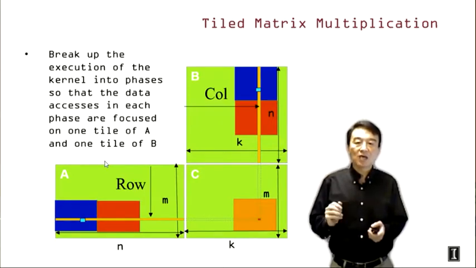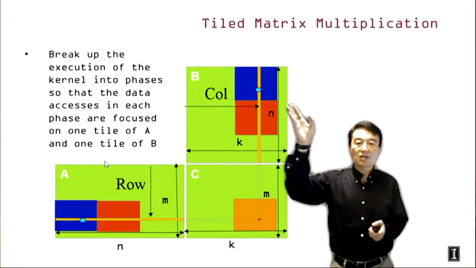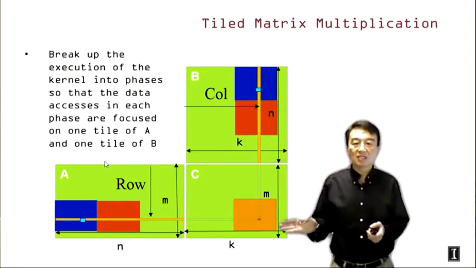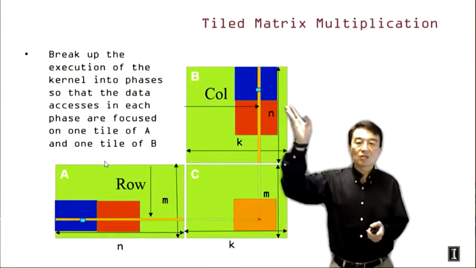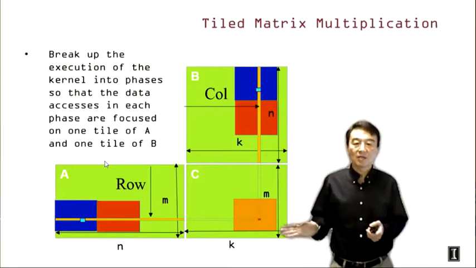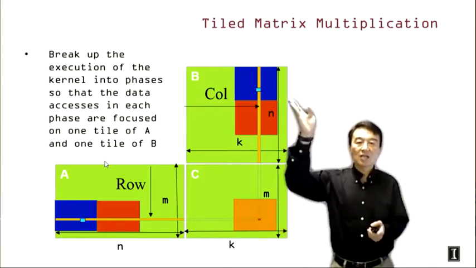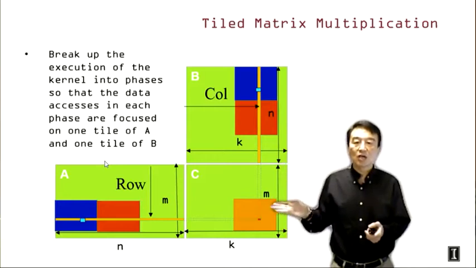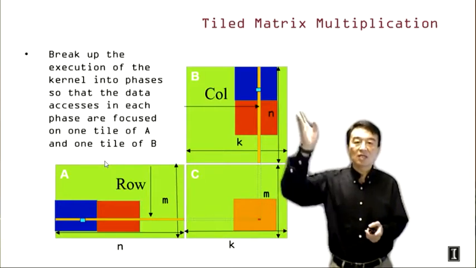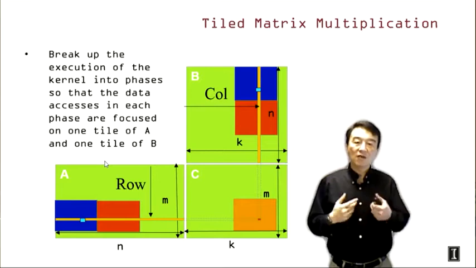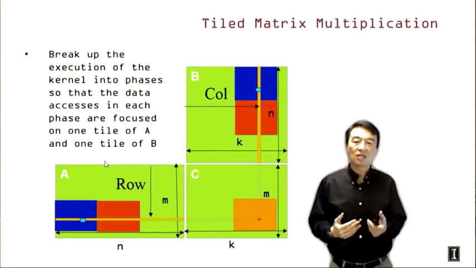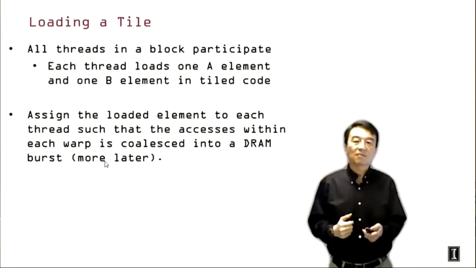Because we design the tiles of A and B to be the same size as the C tile, we can just use every thread to load exactly the same relative position of the A and B elements in the input tiles. This is a very simple design, and as it turned out, that is also a very effective design.